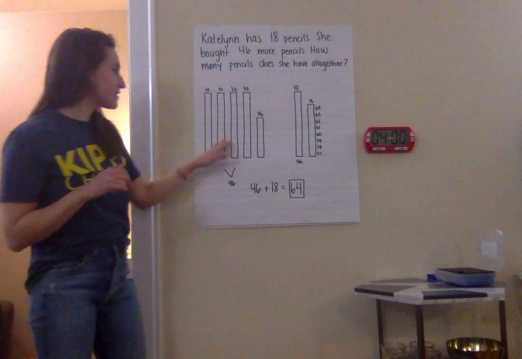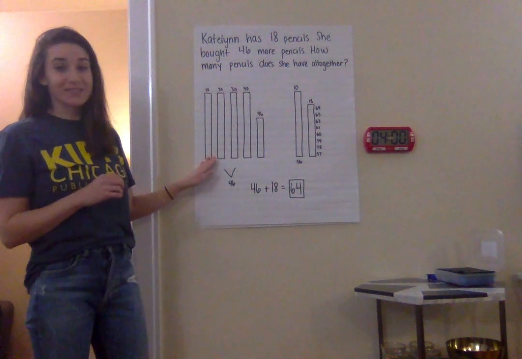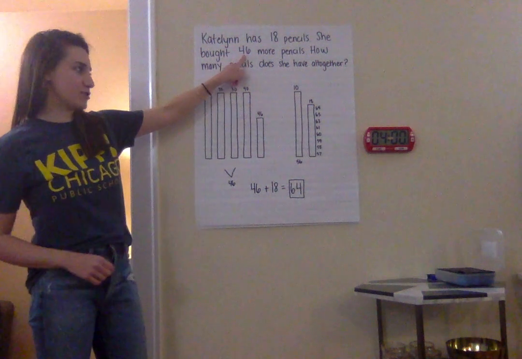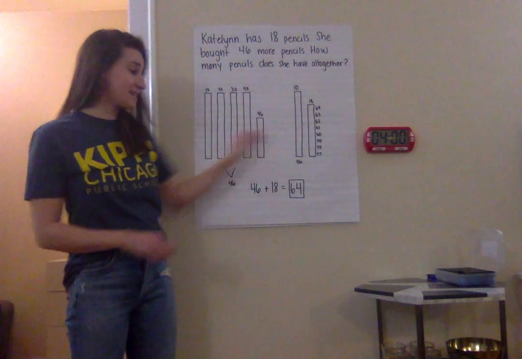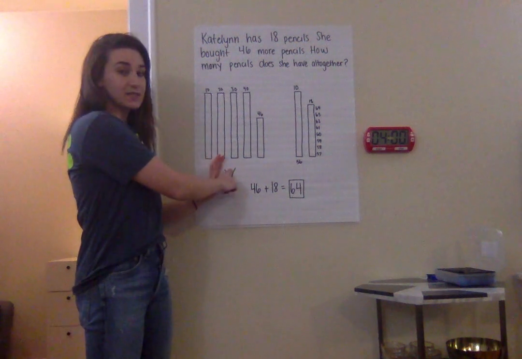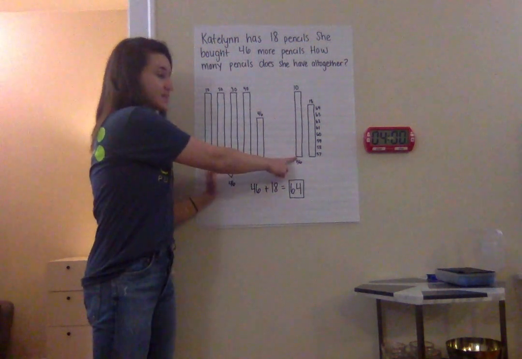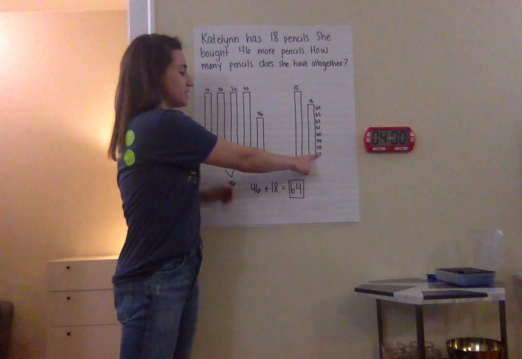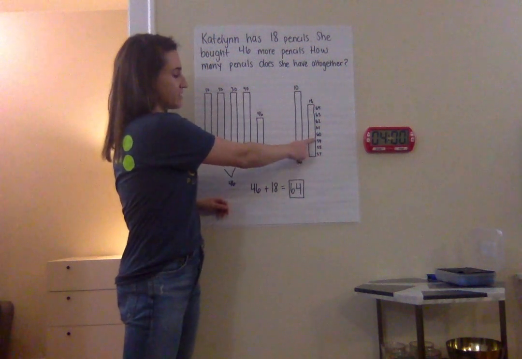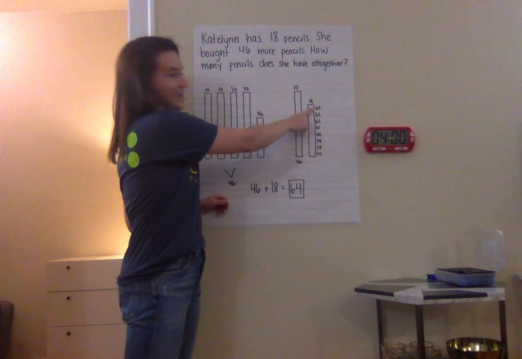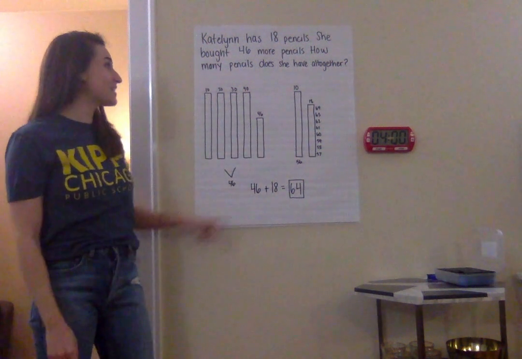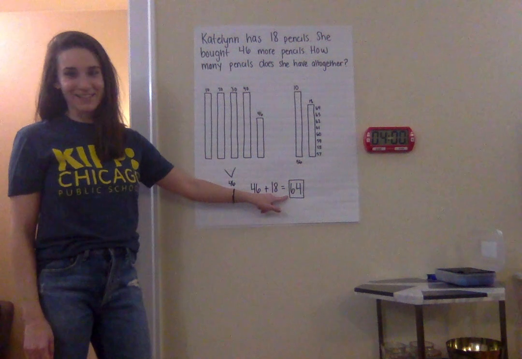Let me show you what I did. I have 46 to start off with because that was my larger number. Then I needed to add 18, so I started by decade counting. I had 46, 56, and then I counted up my ones. 57, 58, 59, 60, 61, 62, 63, 64. Caitlin had 64 pencils all together.